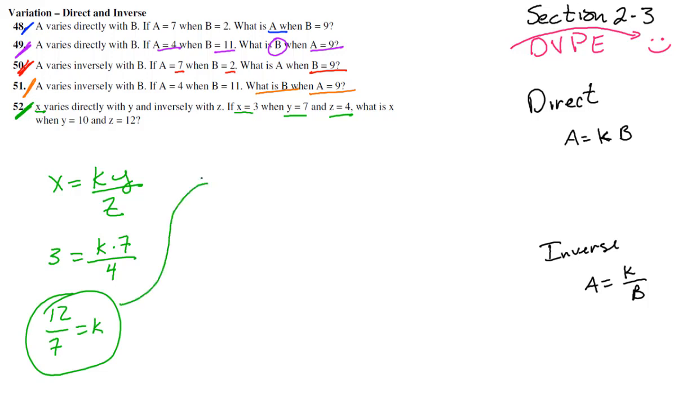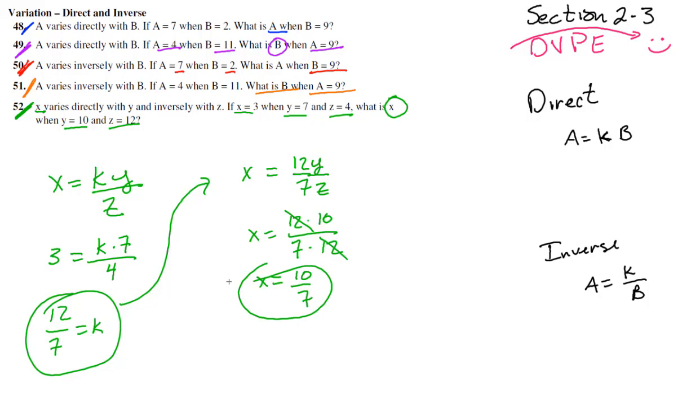So now when we stick it in, we get x equals 12/7 times y, and the z is on the bottom. Okay. So now we stick in y equals 10 and z equals 12 and see what x is. So that's what we're trying to find. Y is 10, so x equals 12 times 10 over 7 times 12. Oh boy. Oh, look. Hey, the 12s will cancel and we get 10 sevenths. Excellent. Good job.